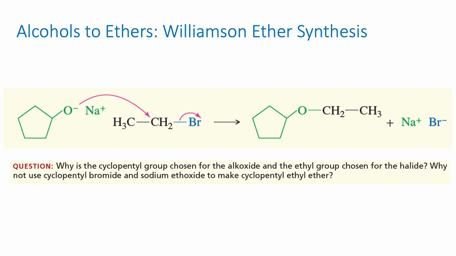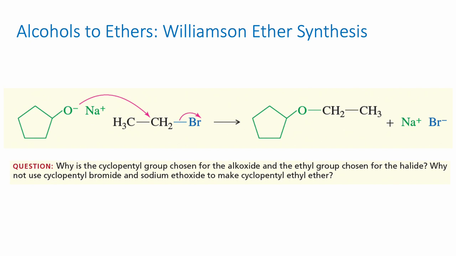There's two carbons and a bromine, so ethyl bromide. And so we have the big group here attacking the ethyl bromide to give us our ether on the right side. And notice that we've got that oxygen atom in the middle, and on the left we have a cyclopentyl group, and on the right we have an ethyl group.